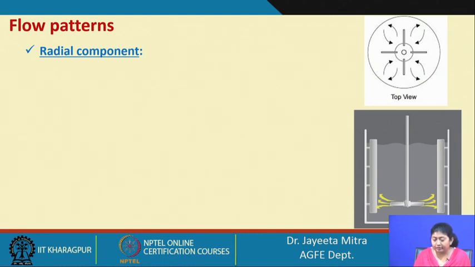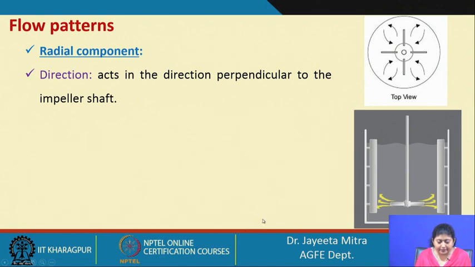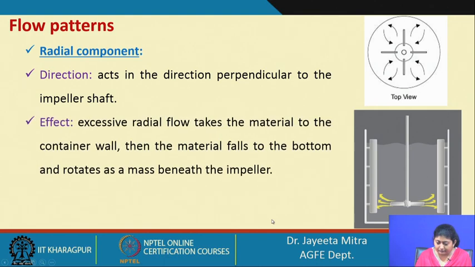If the radial component of flow exists, it will be shown by this kind of pattern in a liquid mixing case. So, this acts in the direction perpendicular to the impeller shaft, and its effect is that excessive radial flow takes the material to the container wall, then the material falls to the bottom and rotates as a mass beneath the impeller.